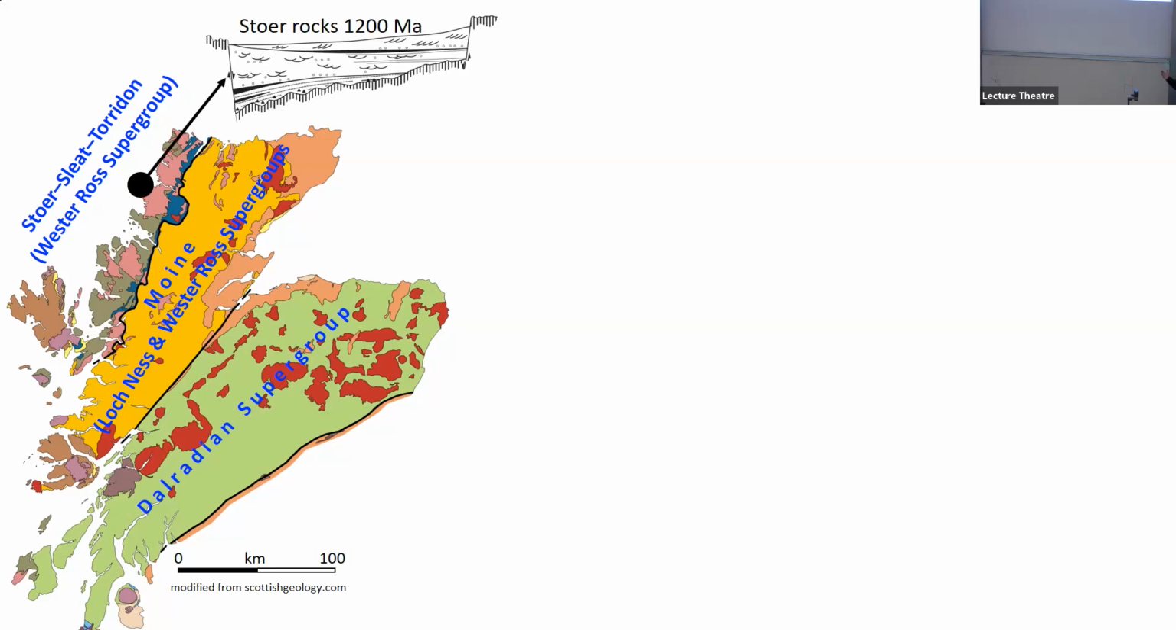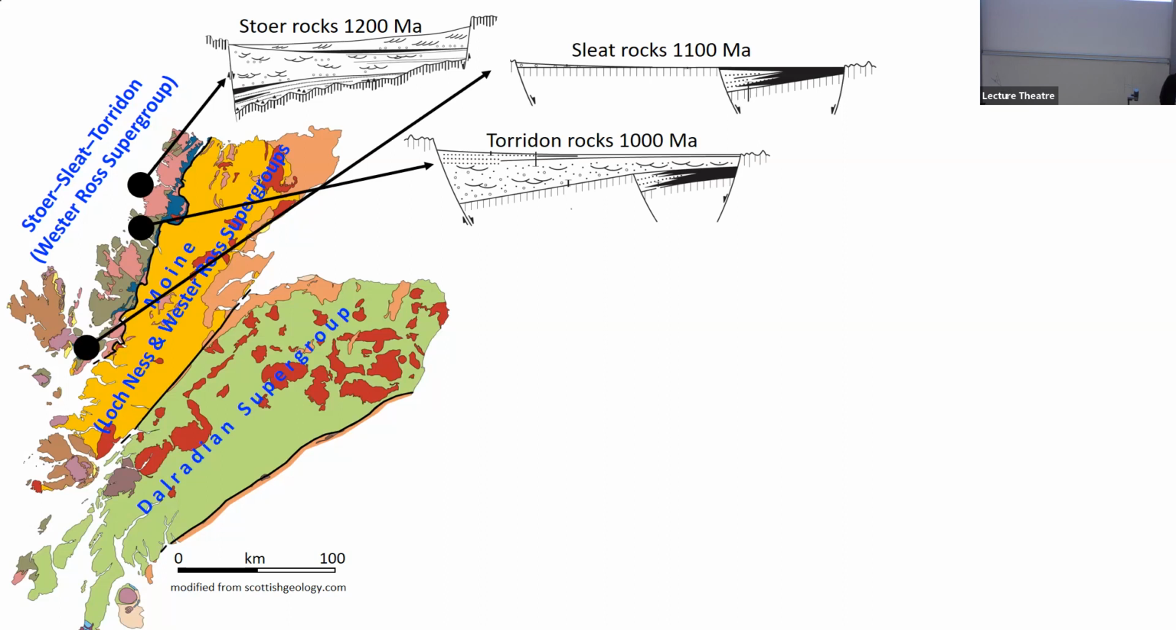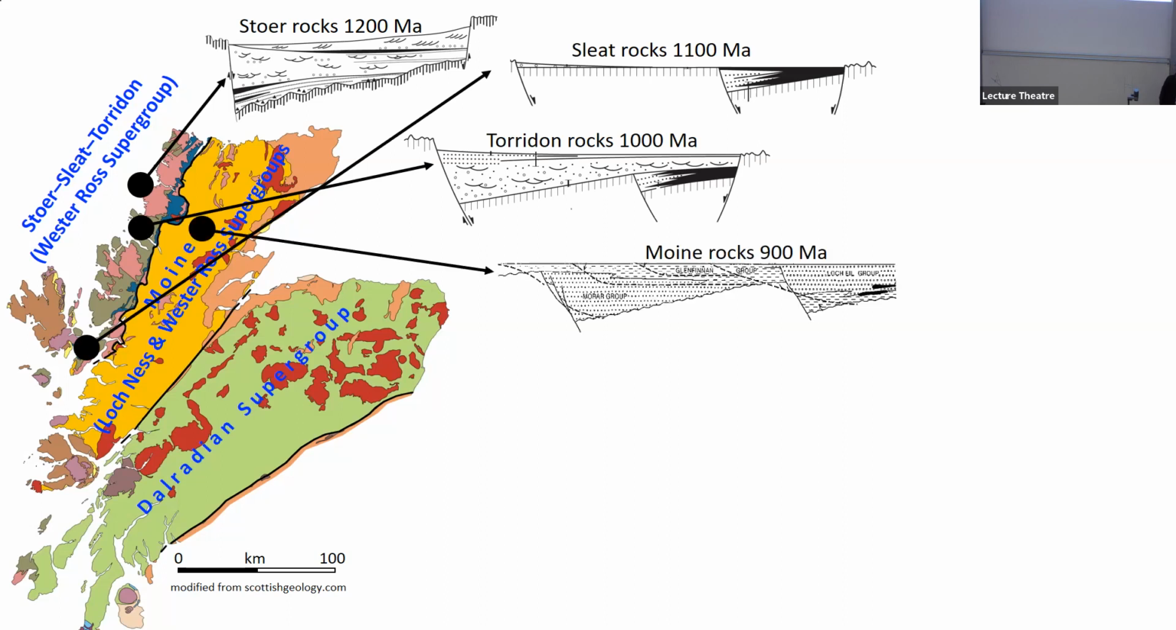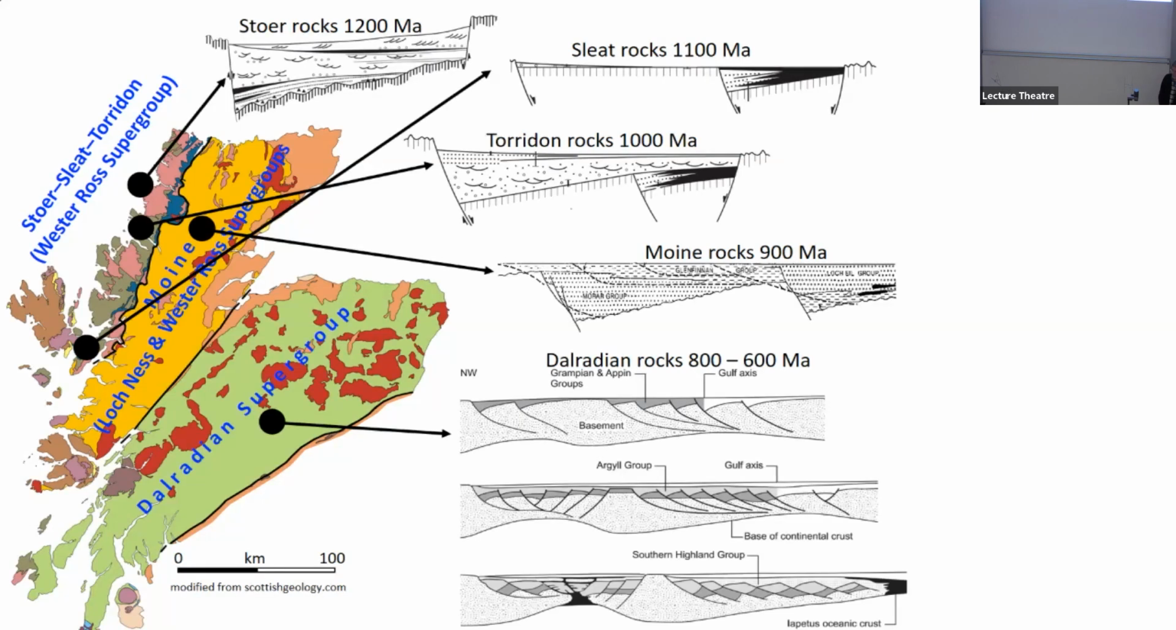We went up to some of the oldest sedimentary rocks in Britain, if not in Europe, that haven't been really metamorphosed, the Stoer Group, a rift basin. Take a step to the next level, the Sleat rocks, a rift basin. The Torridonian, a rift basin. The Moine, a rift basin. I think you get the theme. The Dalradian, the early phase is a rift basin, the middle phase is a rift basin, the younger phase too.